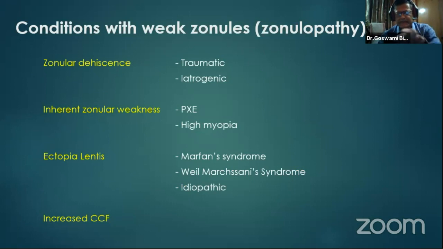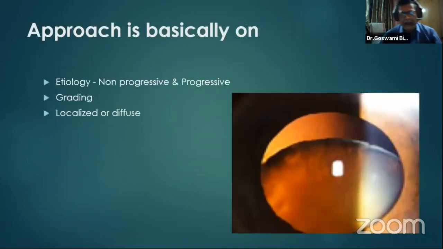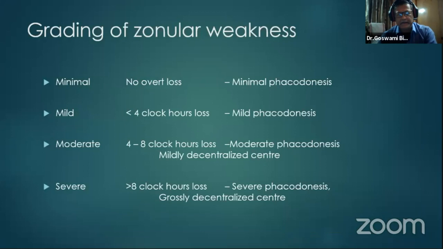Now, these are certain conditions where we get zonulopathy. This is more of an academic slide. The approach is basically, as Dr. Chitra has mentioned, based on etiology, whether it is non-progressive or progressive, and a grading of the zonular dialysis, and whether it is localized or there is diffuse sparing of zonules. Dr. Chitra has already mentioned all this, but I am just highlighting because it will definitely benefit the beginner. Now, how to grade the zonular weakness?